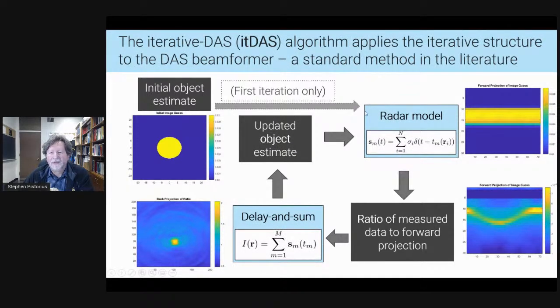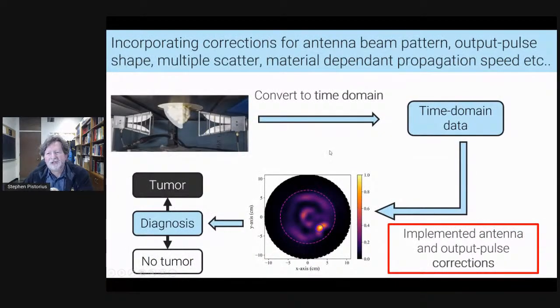Now, the radar model is what we use as our forward projection. And we use what is called the delay and sum model, which is a very traditional beamformer, as our update back projection approach. And so we'll use this in an iterative fashion, slowly building up the image quality. Now, the one advantage of this iterative approach over the standard delay and sum model is that it allows us to build in a variety of different corrections for things such as the antenna beam pattern, the output pulse shape, multiple scatter, or material-dependent propagation speed, for example. And so this would be implemented here before we obtain the final image.